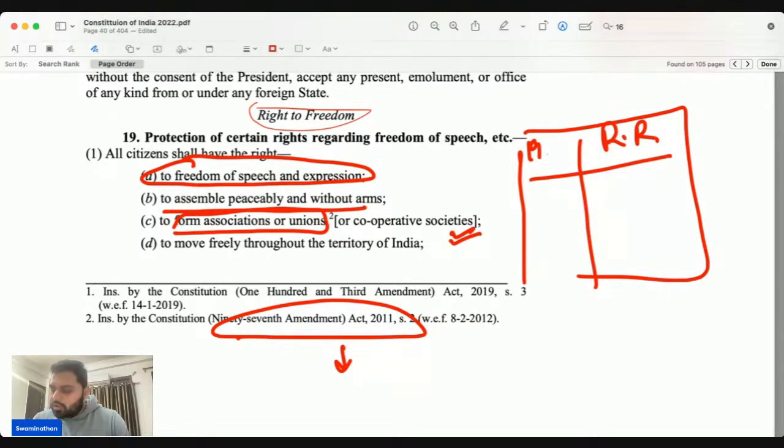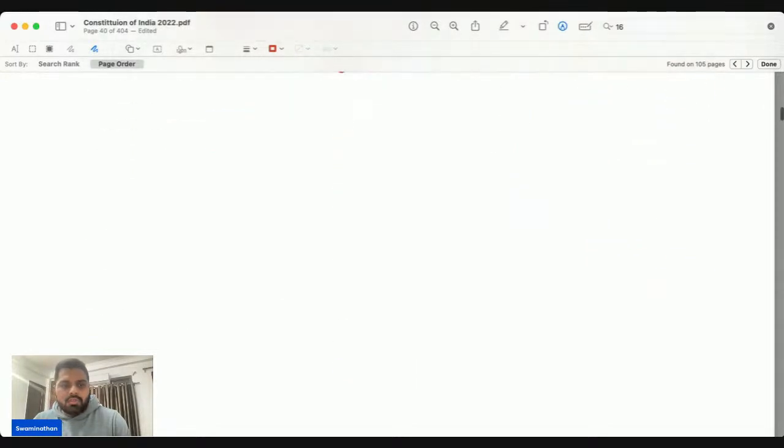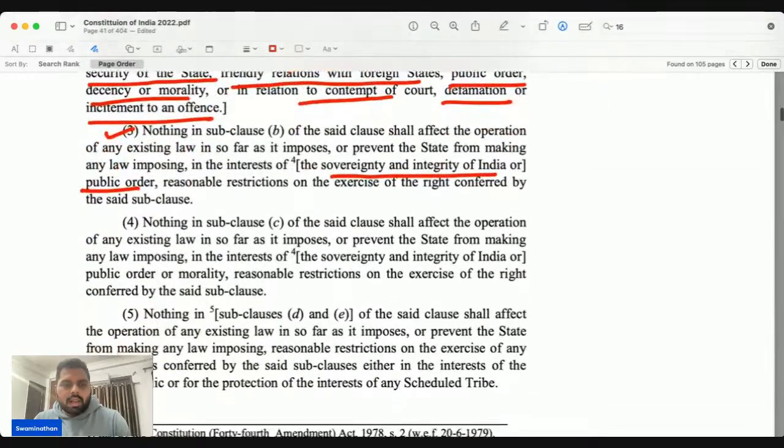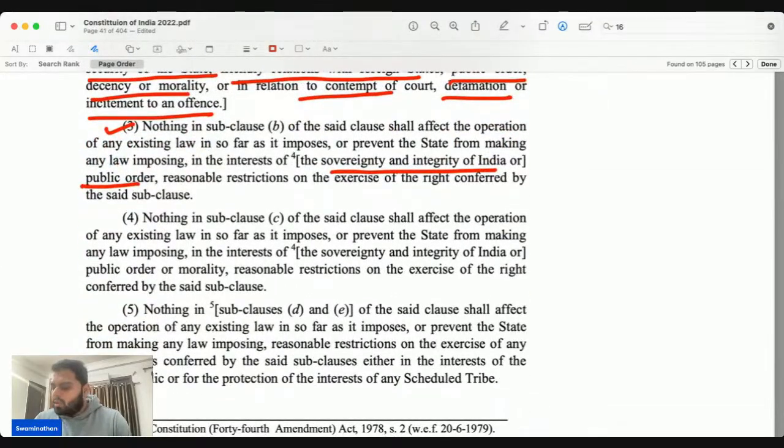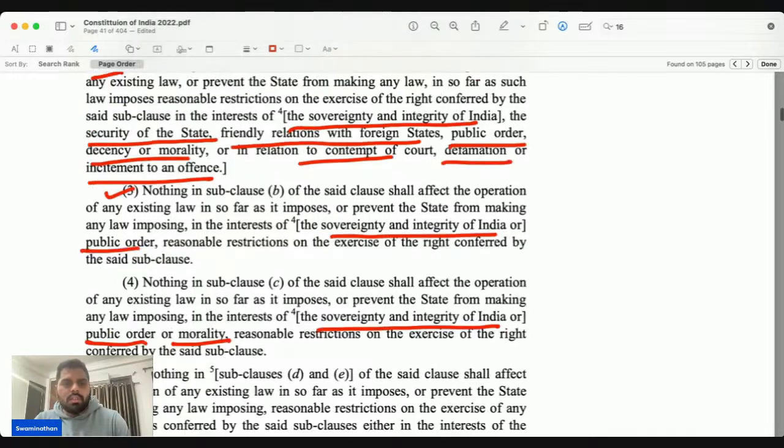Right. So what we have is the right to form an association or union. Again, there are certain reasonable restrictions, and these are under Article 19, subclause 4. It says we have the fundamental right to form associations or unions, but this can be restricted on the grounds of sovereignty or integrity of India, public order, or morality. So these are the three reasonable restrictions put upon our fundamental right of forming associations or unions.